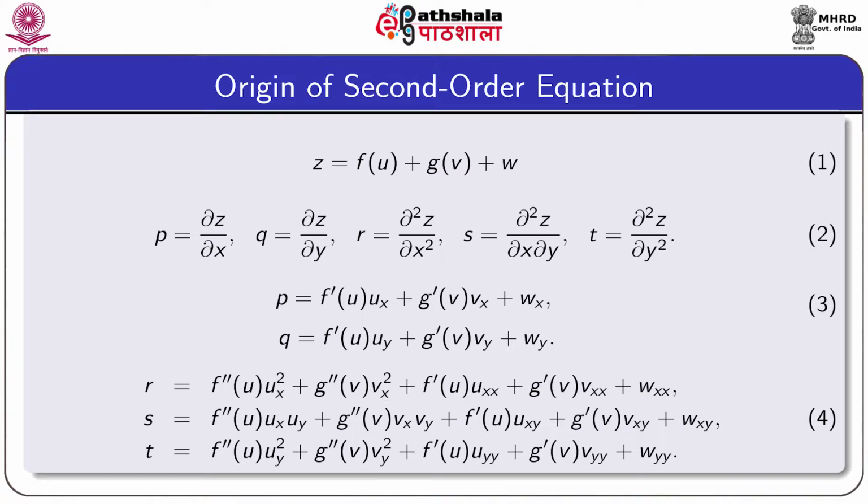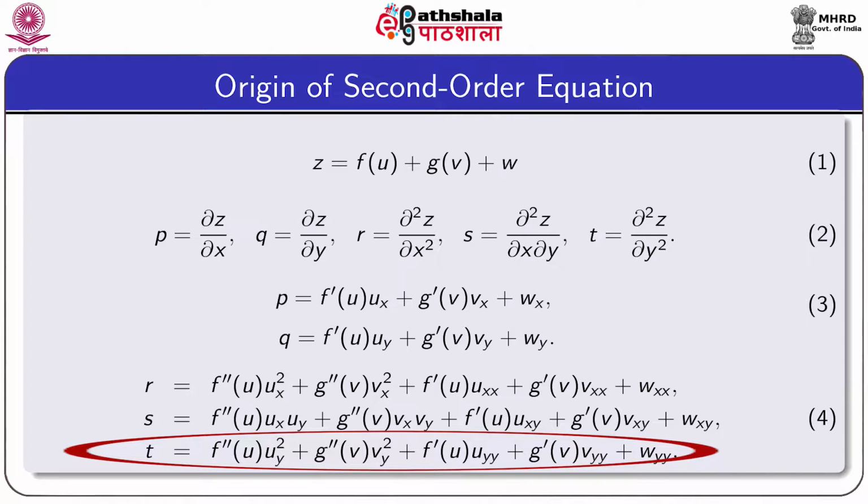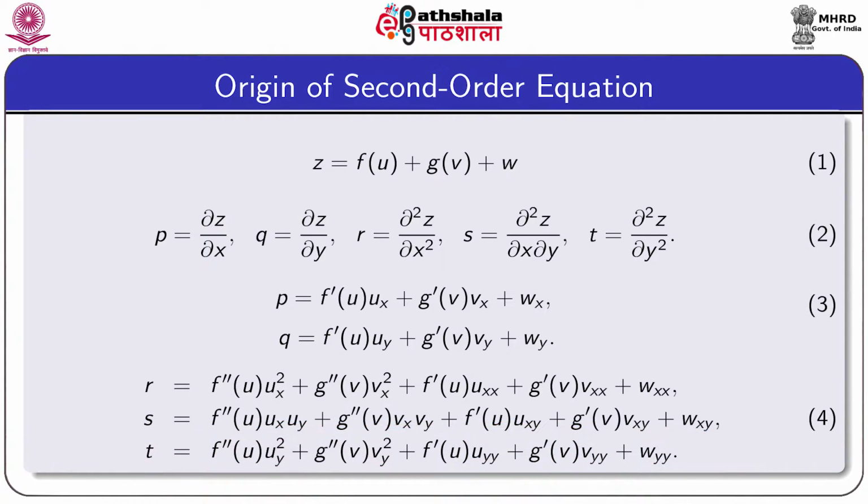Now, if you take the derivative with respect to y of the equation q equals dot dot, we get the equation t equals f double dash u u y square plus the terms which are shown in equation number 4. Thus, we obtain 5 equations by taking derivatives of equation 1.